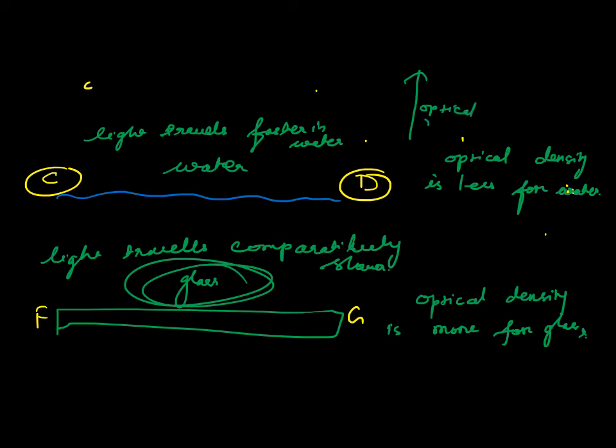Higher goes the optical density, lower comes the speed of light. Till now, you need to understand these nuances of the phenomenon known as refraction. You have come across the definition of this particular phenomenon. There are different terms related with it, like optical density and the speed of light.